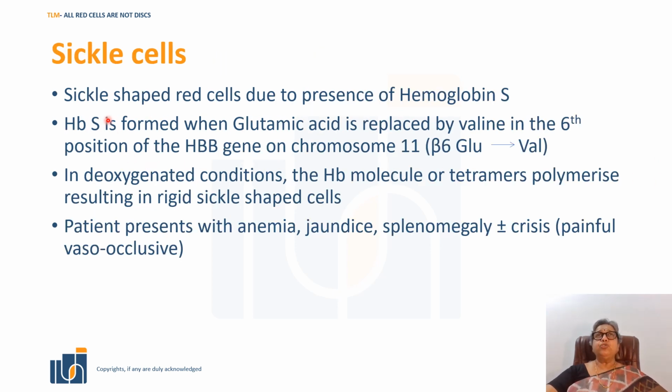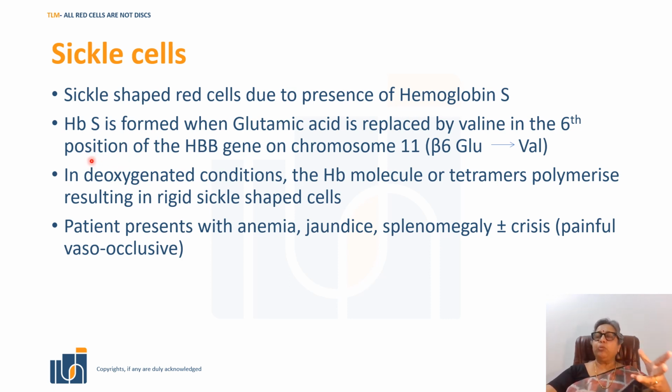Now we move on to sickle cells. Sickle cells, again, if you worked in a dedicated hematology laboratory, you'll find plenty of them. If you work in a dedicated orthopedic hospital also, you will find plenty of sickle cell anemias. So sickle cells are so called because they're shaped like a sickle. And that is again due to the presence of an abnormal hemoglobin called hemoglobin S.